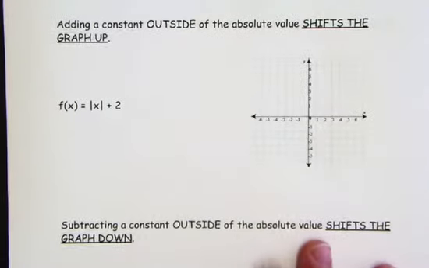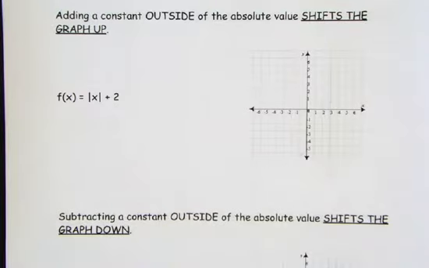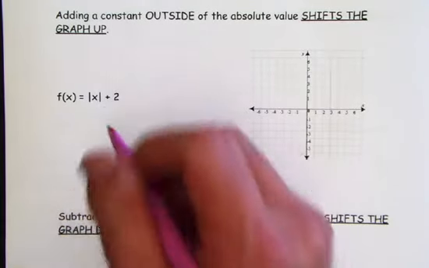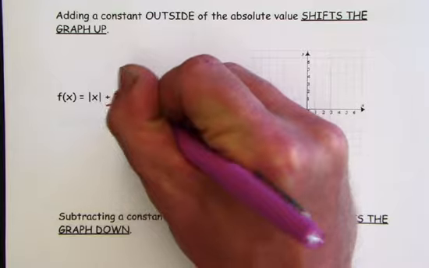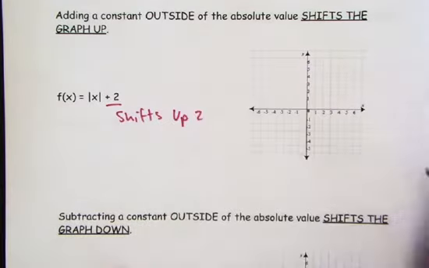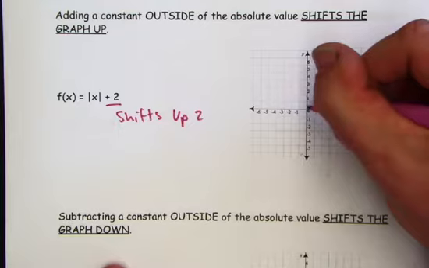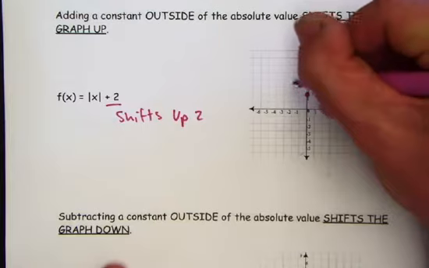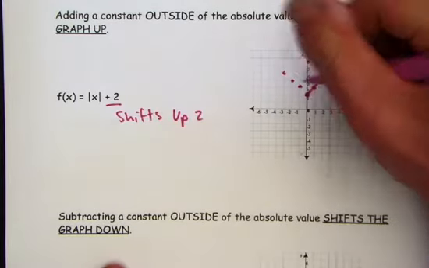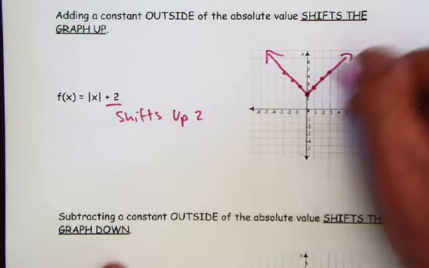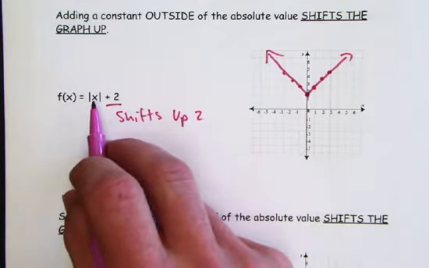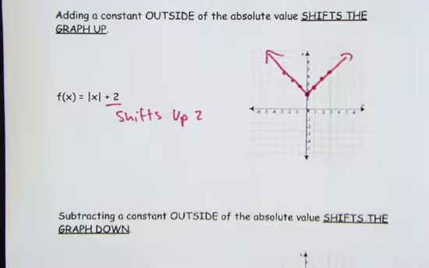Well, if you add a constant outside of the absolute value, it's going to shift the graph up, okay? So here we have f of x equals absolute value of x plus 2. So that means it shifts up 2. Okay, so our vertex was at 0, 0. Now it's going to be at 0, 2. We're still going to have our slopes of 1 and negative 1. And we have the same exact graph, that same V, with slopes of 1 and negative 1, but it's shifted up 2. So you add a constant outside of the absolute value sign, it's going to shift it up 2.